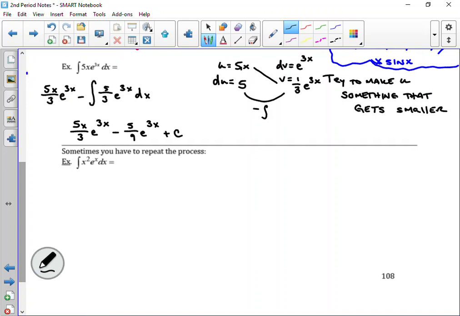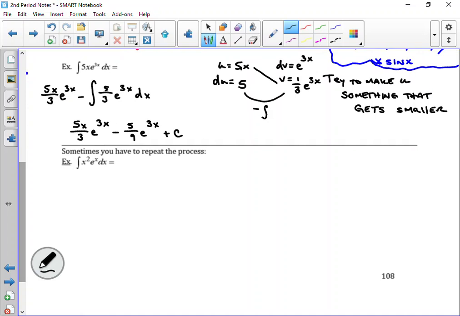So I think this is why this one was 5x, and how to actually compare the sections. You pick the one that's going to get smaller when you take the derivative. E to the x, when you take the derivative, is always going to stay e to the x, so it's not going to get smaller, so you don't want to do u. But the x squared, when you take the derivative, is going to be 2x, right? And that's going to get smaller as you go down.